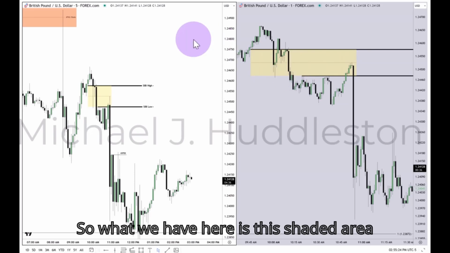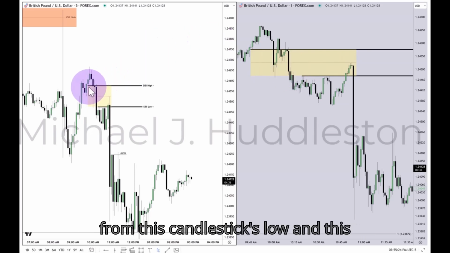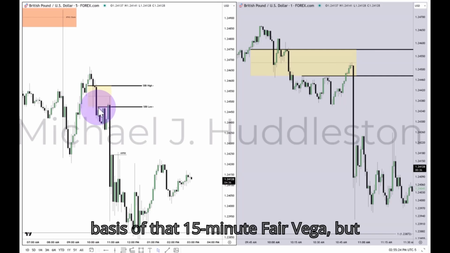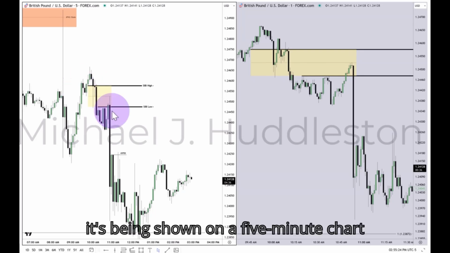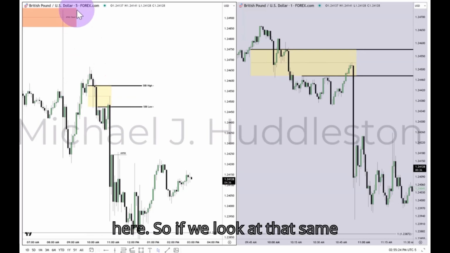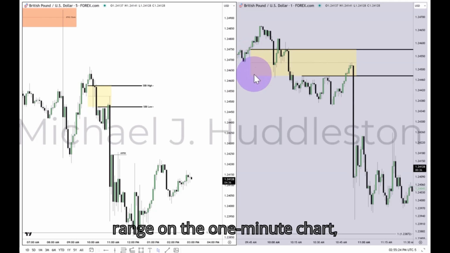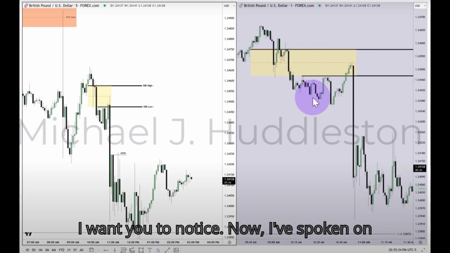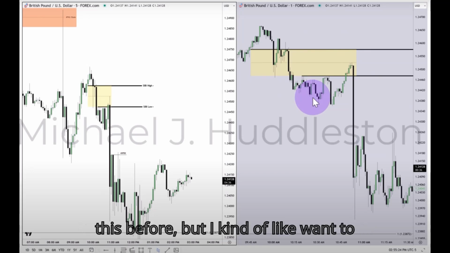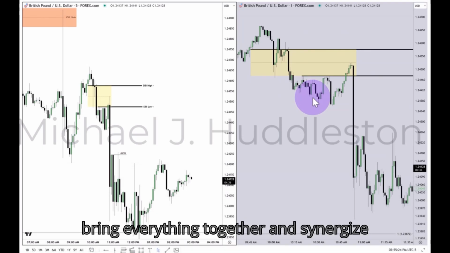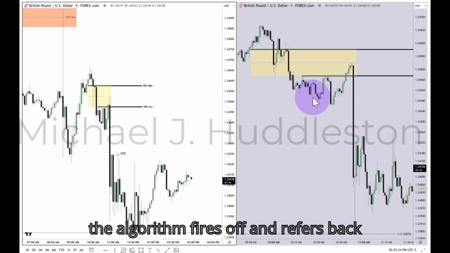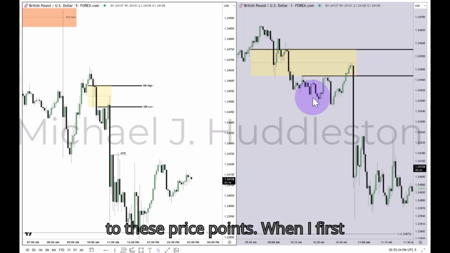So what we have here is this shaded area from this candlestick's low and this candlestick's high. That is the basis of that 15-minute fair value gap, but it's being shown on a 5-minute chart here. So if we look at that same range on the 1-minute chart, there's some characteristics in here that I want you to notice. Now, I've spoken on this before, but I kind of want to bring everything together and synergize everything so that way you can see how the algorithm fires off and refers back to these price points.